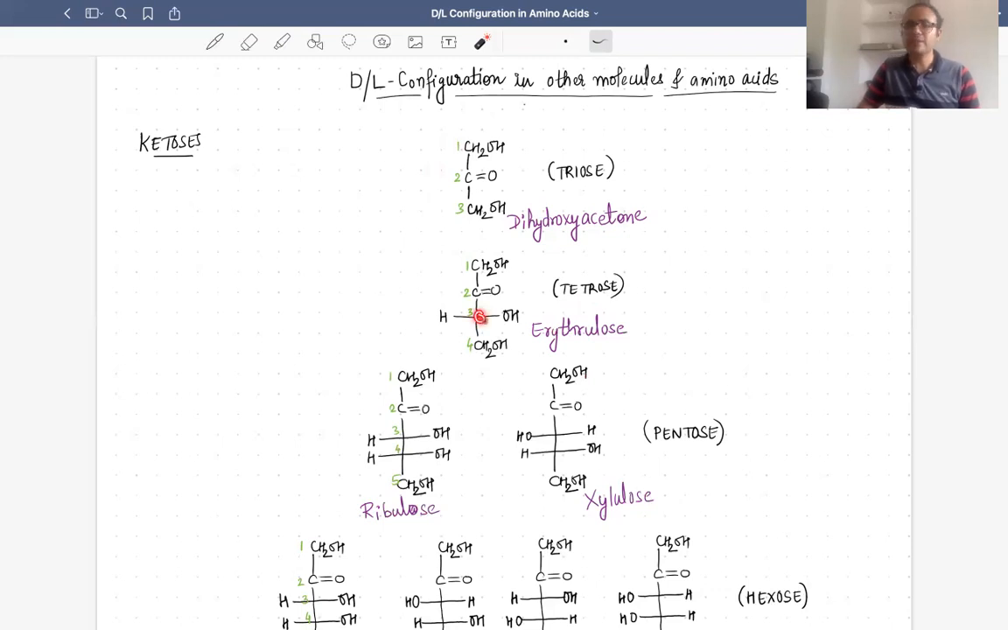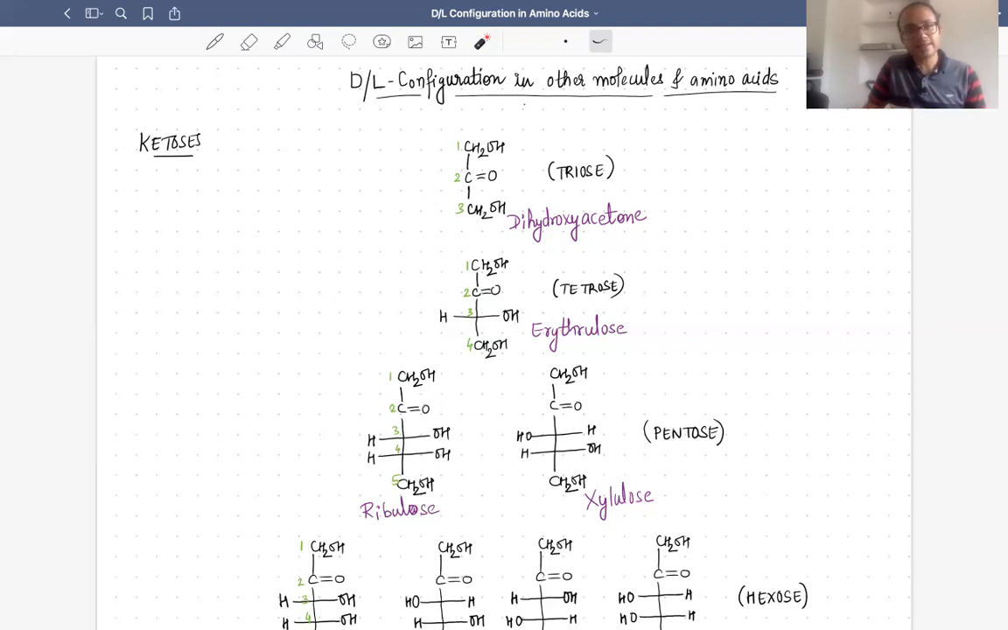Here, as you can see, there are 4 carbon atoms, so that's why it's called a tetrose. If you compare the tetrose of the ketose and aldose, in ketose you have only one chiral center. However, if you remember, the aldoses, that is erythrose and threose, had 2 chiral centers present. When only one chiral center is present, as we discussed in the previous video, we are going to see only 2 stereoisomers, one of them the capital D and one the capital L.